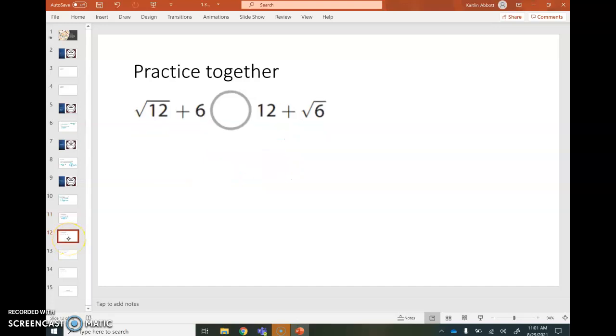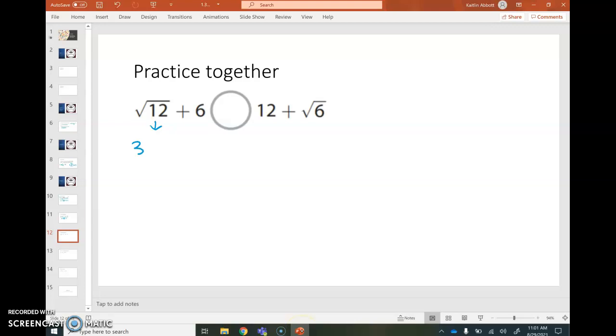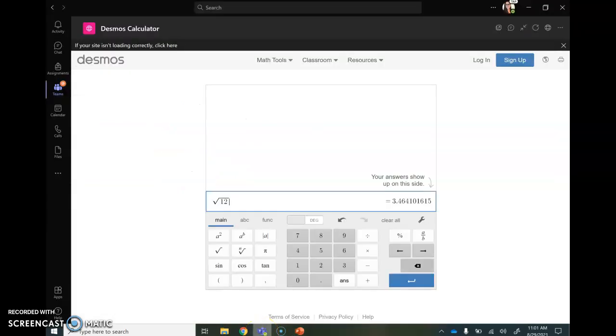All right, last example. So I have the square root of 12 plus 6, and I have 12 plus the square root of 6. So none of these are perfect squares. We're going to have to type these in the calculator. So let's get square root of 12, which is 3.4. 3.4 plus 6. 6 plus 3 is 9, and we have the decimal left over, 0.4. Okay, now I need square root of 6. Square root of 6, 2.4.